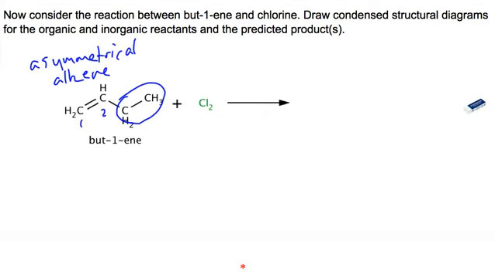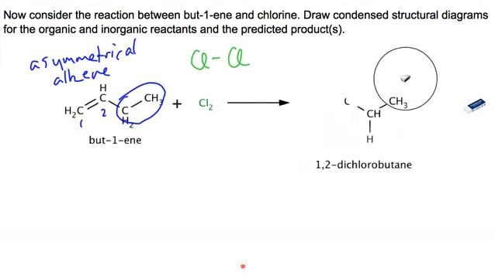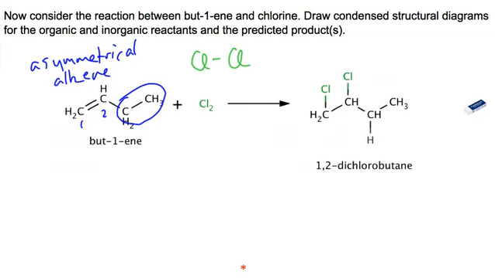And we still have chlorine. Our chlorine, again, still looks like chlorine with that single covalent bond. So what about the possible products of this reaction? Well, once again, there's only one possible product. And once again, the reason is because of symmetry. Even though the alkene is asymmetrical, we still have only two carbons to put these chlorines on. They're carbon 1 and carbon 2, with a chlorine on each of them. And so 1,2-dichlorobutane is the only possible product.